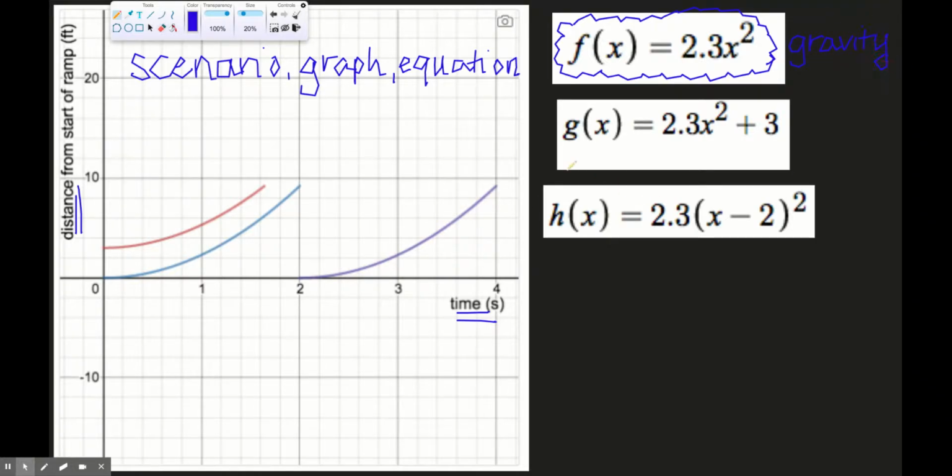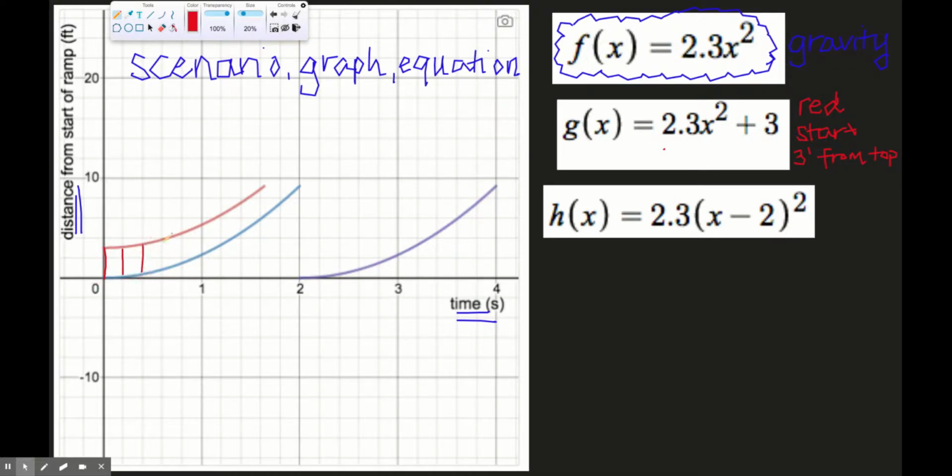Now there are two other balls where I have changed something in the scenario, and we're going to see what effect that has on the graph and on the equation. The second one is the red. On the red ball, I started it 3 feet down the ramp, so it starts 3 feet from the top. That means its distance from the top is always 3 feet more than the blue ball. If you go back and watch the video, you'll see that the blue and the red are always 3 feet apart from each other.